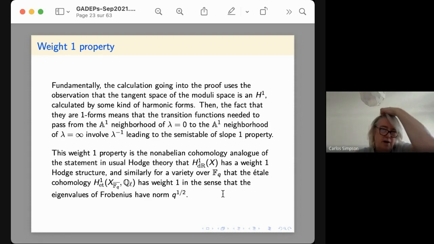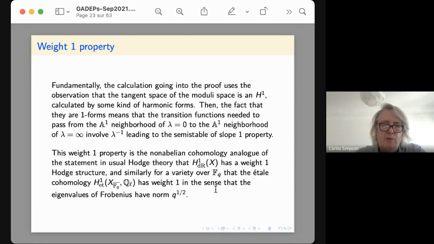Now what I'd like to say is that this is the analog for non-abelian cohomology of the property in usual Hodge theory that the usual H1 of something has a weight 1 Hodge structure. And we also have an arithmetic analog. Some people may be more familiar with arithmetic here. Suppose we have a variety over F_q, then the same property is the statement that the étale H1 with Q_l coefficients has weight 1.